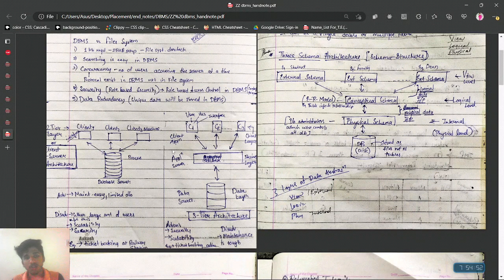Now, coming to the three tier architecture, it is called three tier because it consists of three layers of architecture. First is the client layer, second is the application layer, which we also call the business layer, and third is the data server or database server. In this three tier architecture, the main difference is the layer present between the client and server layer. It is called the application layer. So the client can access the data with the help of the application server.